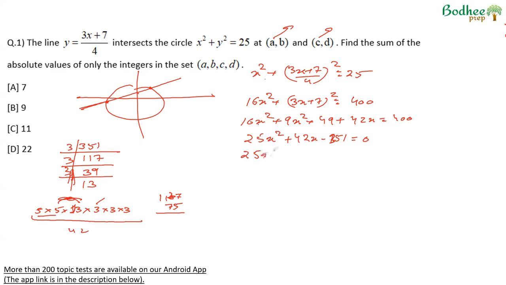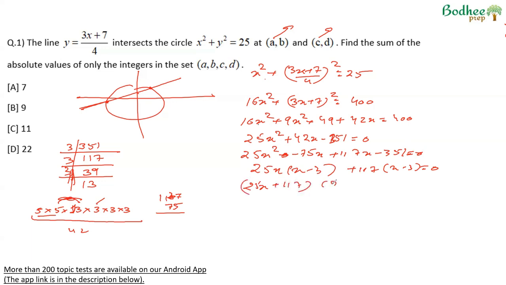So 25x square minus 75x plus 117x minus 351 is equal to 0. Taking 25x common, x minus 3 plus 117 into x minus 3 is equal to 0. Therefore, 25x plus 117 into x minus 3 is 0. Therefore, x is either equal to minus 117 by 25 or x is equal to 3. So let A have the value minus 117 by 25. This is A. We will find the corresponding B, and let C be equal to 3.